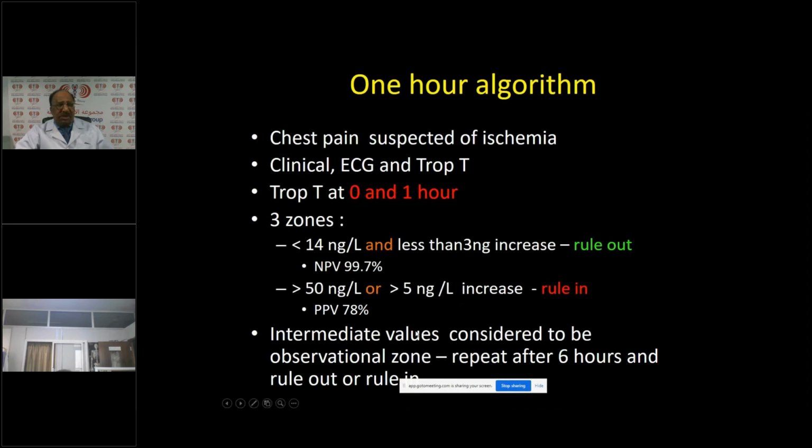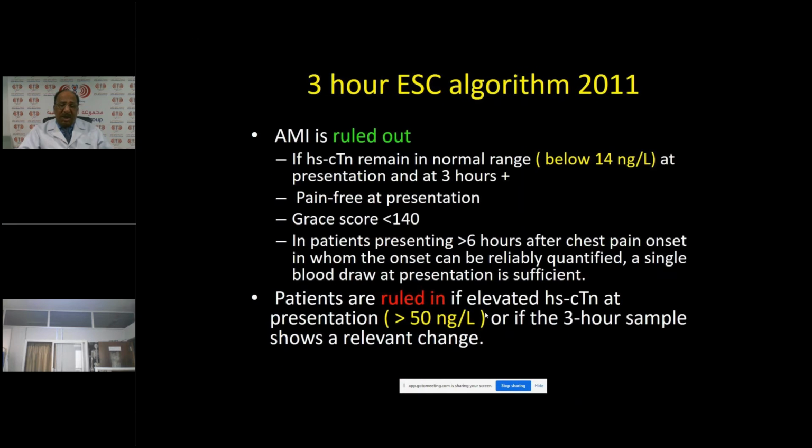Intermediate values are considered to be observational zone and should be repeated after 6 to 8 hours. In some cases, the troponin rises only after 12 to 24 hours. So if the chest pain is typical and/or an ECG finding is there, you have to wait. You have to observe, admit the patient and observe. There are other algorithms like 3-hour algorithms also.